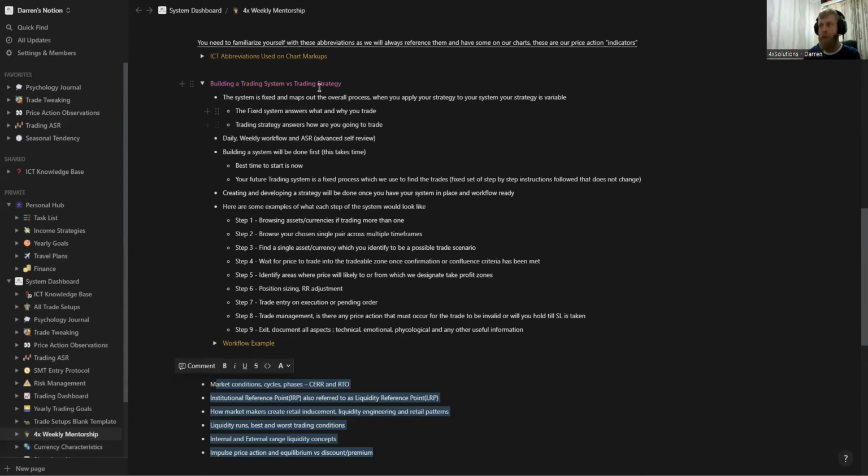Okay. So the fixed system, which is the trading system, answers what and why you trade. Whereas the trading strategy answers how you are going to trade. How are you going to take the trade? Is it an order block? Is it a void? Is it a discount? Is it a turtle soup? What kind of trade is it? That's basically what your strategy would entail. But you can't have a strategy if you don't have a system.